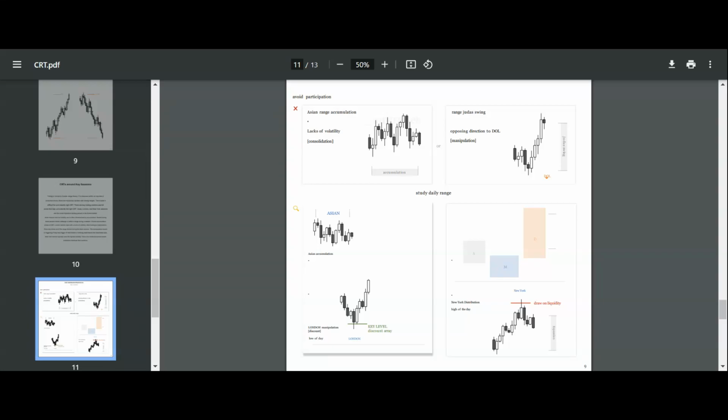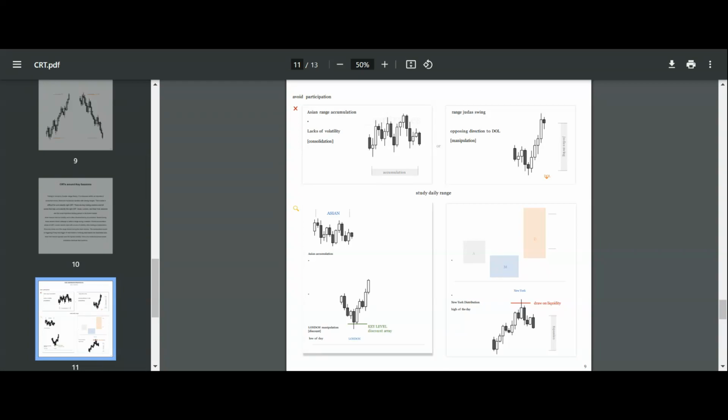Then you go into your lower time frames and you want to see a distribution during the higher time frames, during the New York session, into your draw on liquidity. So let us put everything into context now. Your CRT range is your Asian session, depending on the amount of candlesticks you want to use, which is your accumulation phase.